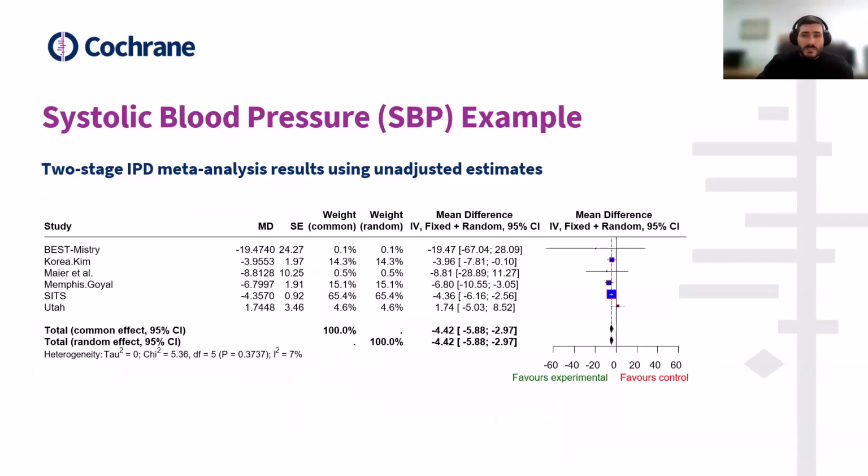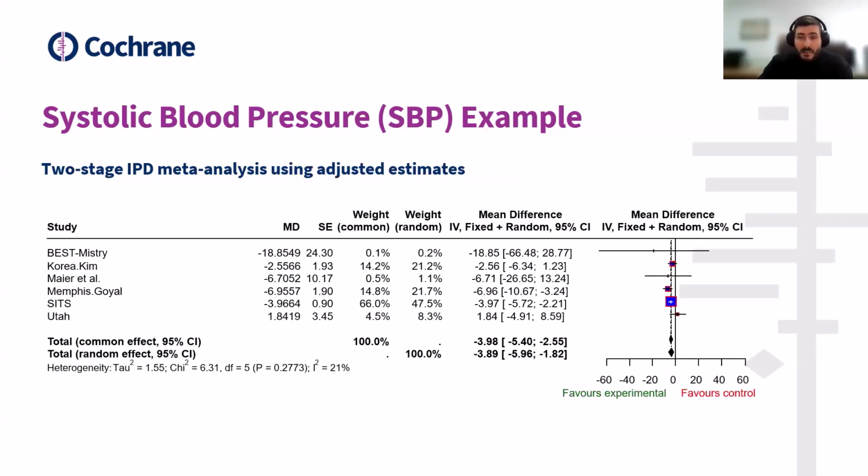If we want to adjust the systolic blood pressure for prognostic factors or baseline characteristics, this can be easily done by simply including these characteristics as additional covariates in the regression model. In this example, we have adjusted the systolic blood pressure for the patient age. After adjusting for age, we observe that the direction of the treatment effect remains the same. The intervention still appears beneficial.